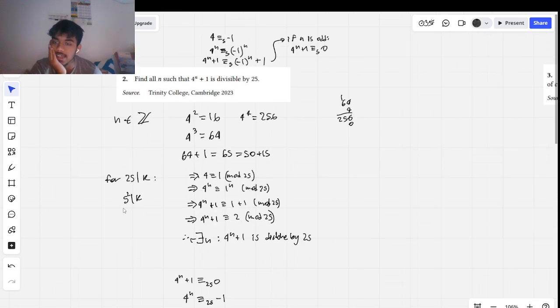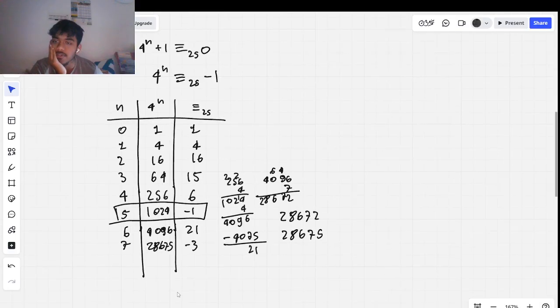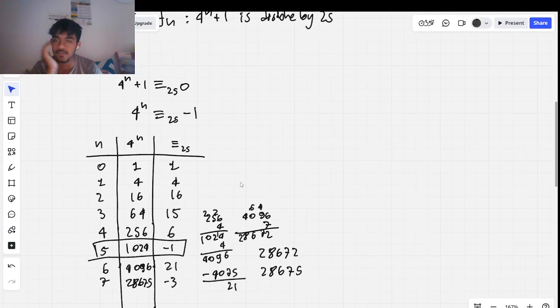I've stated the obvious there. Well, for instance, if I try 4 to the 10, 4 is what modulo 25? 4 is 4 mod 25.